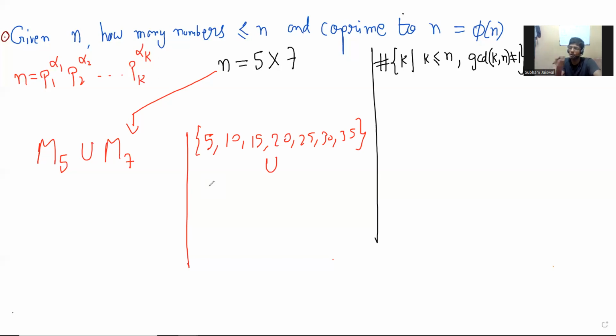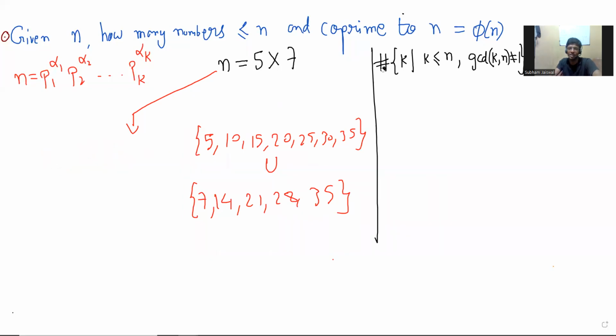GCD is not 1 because of some prime which becomes a factor of that number k, which is common with n. That's the only way. So then we have 7, and for 7 we take this. That's M5 and M7. This first thing I'm just calling M5, and you can see that it's not a bad notation.